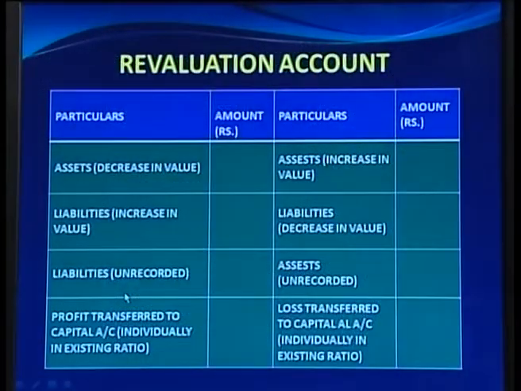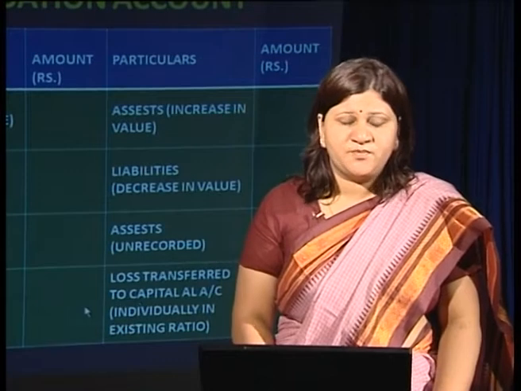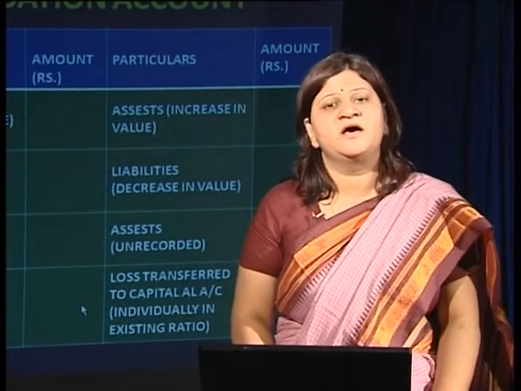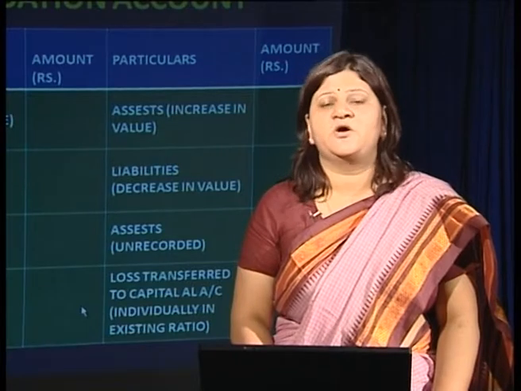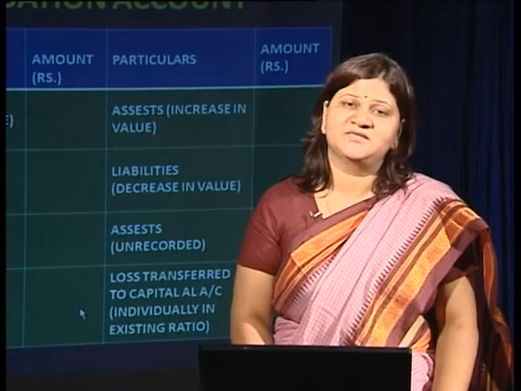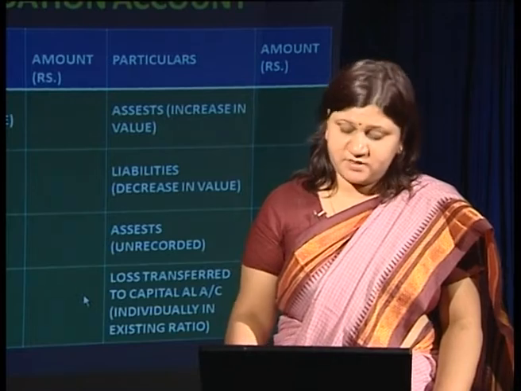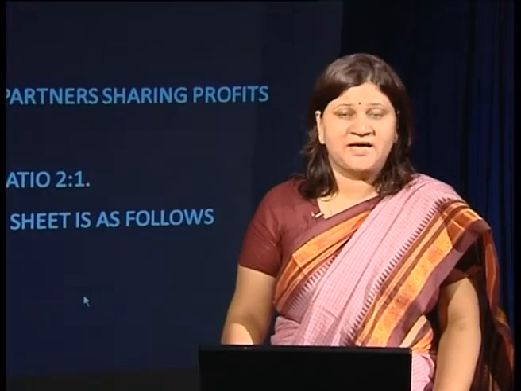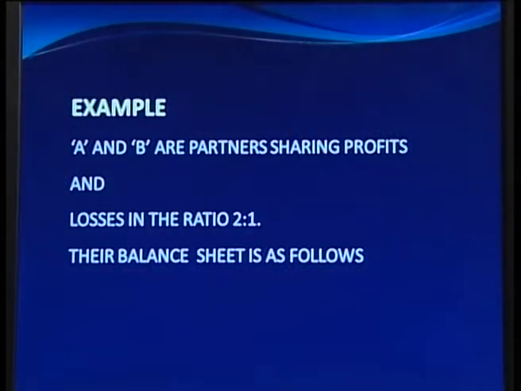Similarly, if the debit side exceeds the credit side, what we record is the loss, and it is to be transferred to the individual partners' capital accounts in the existing ratio. So this is the proforma and mechanism of recording the profit or loss that arises on account of revaluation of assets and liabilities. Now we will take up a practical question and try to understand the entire mechanism of recording the assets and liabilities and recording any unrecorded asset or liability at the time of admission of a new partner.